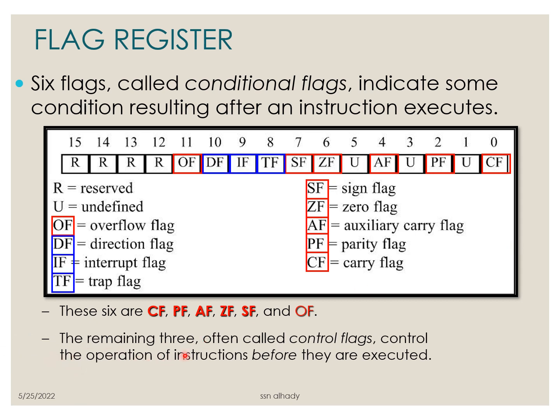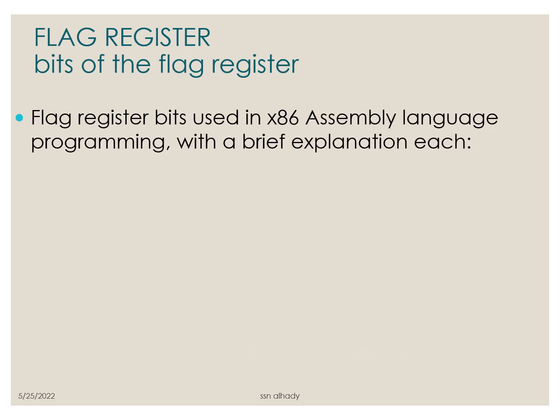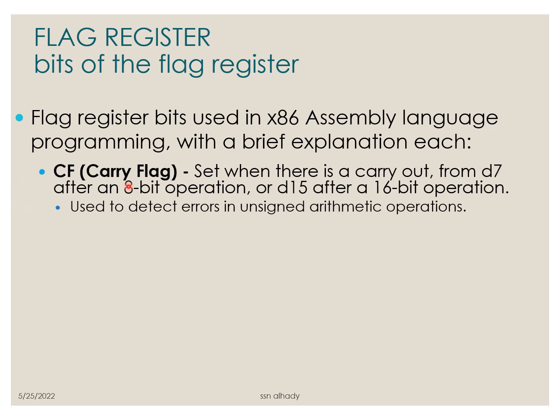The remaining three, often called the control flags, control the operation of the instruction before they are executed. We have a direction flag, interrupt flag, and trap flag. Okay, flag register bits used in 8086 assembly language programming, with a brief explanation of each.